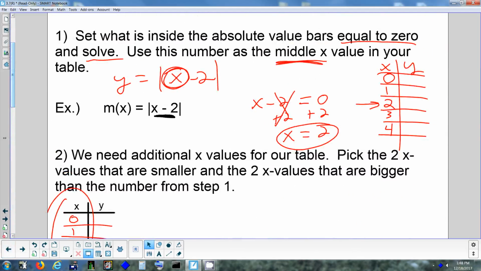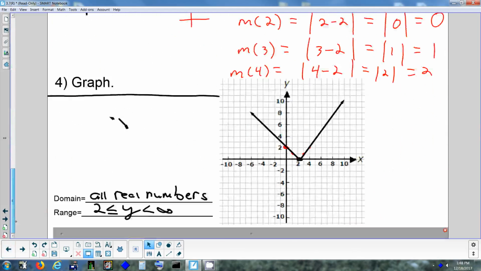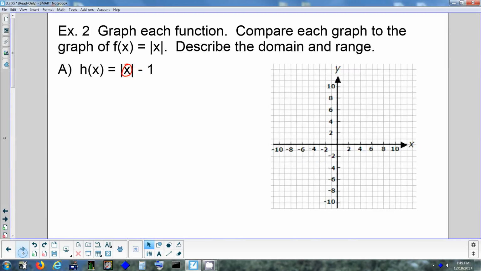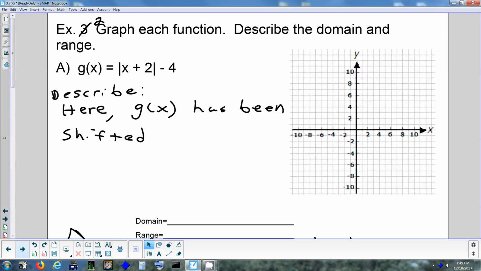So remember, inside we had a -2. -2 shifted it 2 to the right. So inside is left and right. So this number +2 is going to move it which way? Left or right. Now this is the opposite idea. Which way, Phil? Which way do you think?